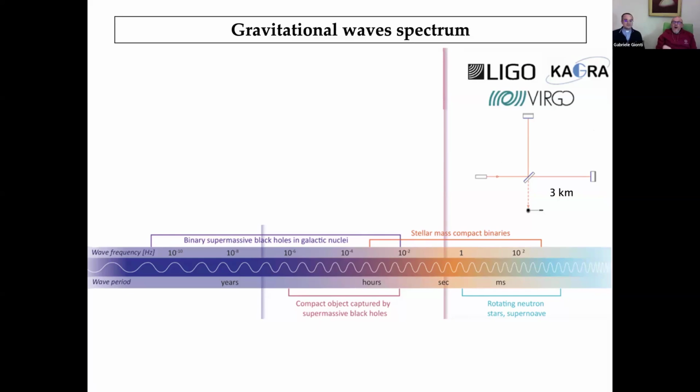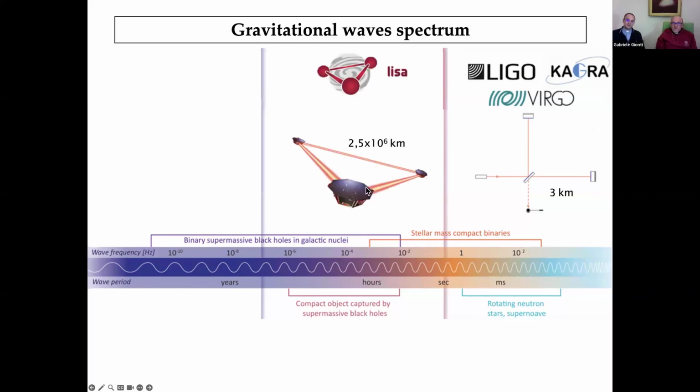If you are interested in gravitational waves with bigger wavelengths, you need a bigger interferometer. For example, there is a project to build an interferometer in space, LISA, the Laser Interferometer Space Antenna. Here you see the wavelength: the distance between the detectors is of the order of millions of kilometers. You can probe a different kind of physics.